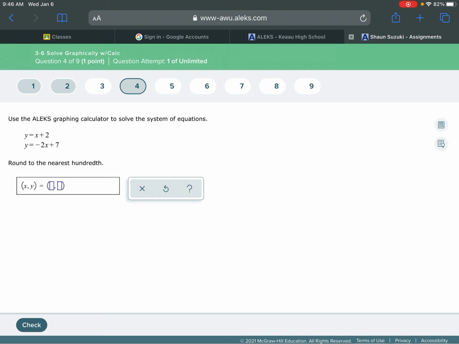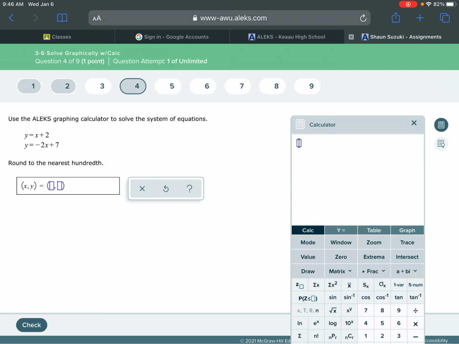So you're going to hit your calculator in the upper right. And what we're going to do is go to this. You see the calculator is in black. We're going to go just to the right of that where it says y equals. And that's going to allow us to input our function. So the first one is x. Where's my x here? It's hard to find.